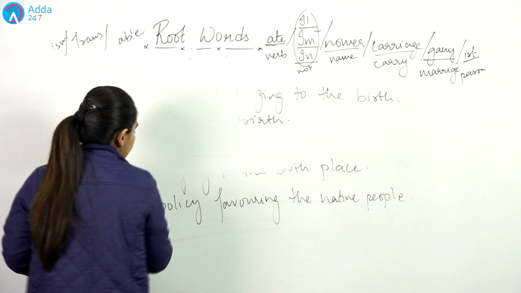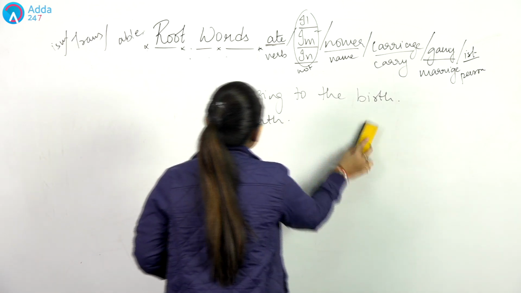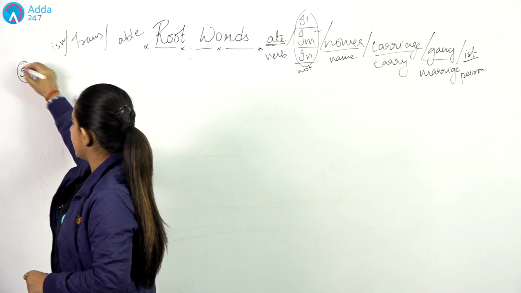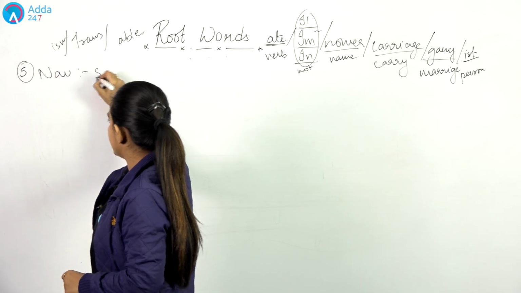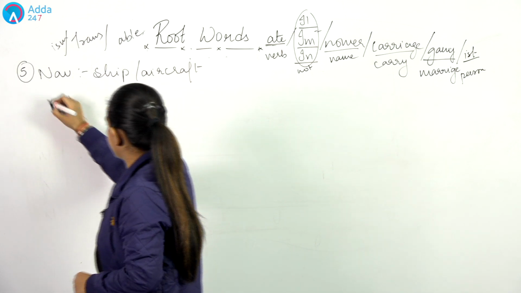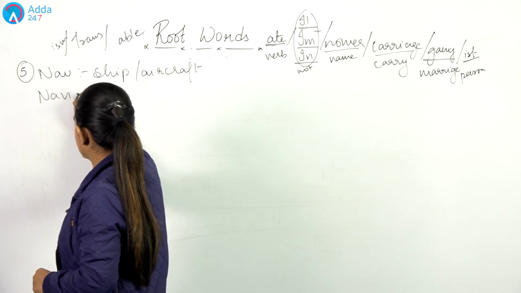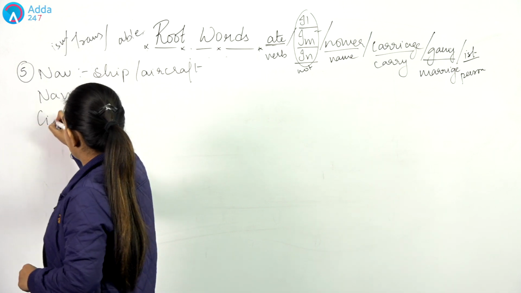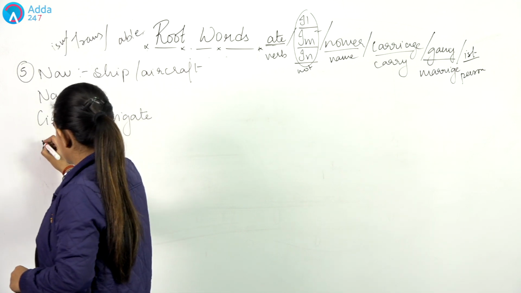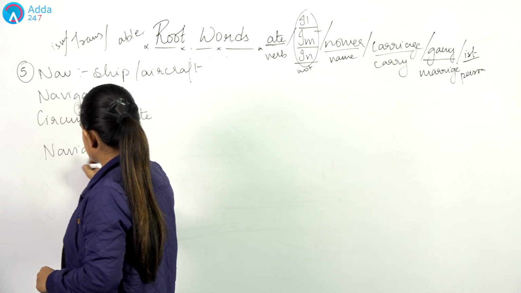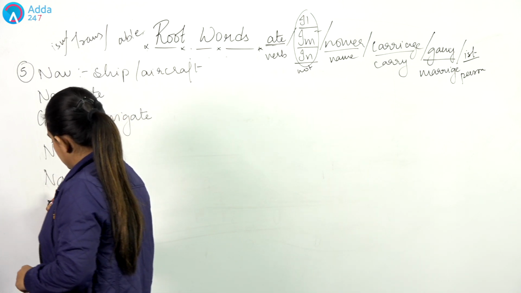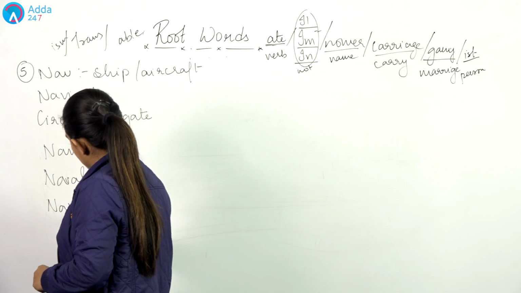So whenever you have the word nat, it will all and all define the birthplace or born. Now, the fifth word is NAV. And nav defines ship or aircraft. We can make a lot of words out of it, like we can make navigate, we can make circumnavigate, we can make navigator, we can say naval, then we have navicular.